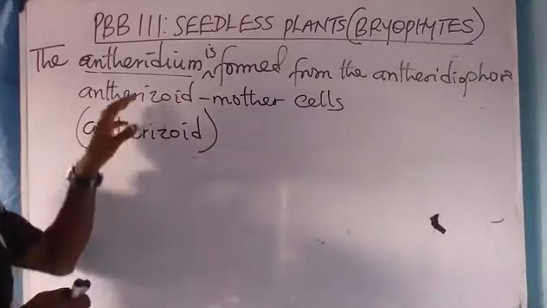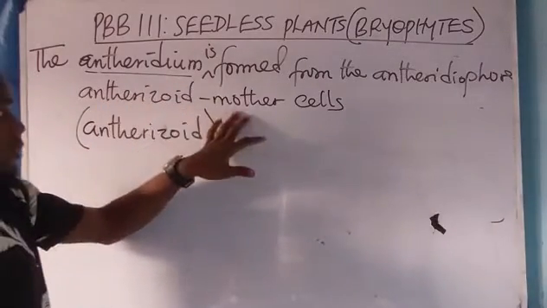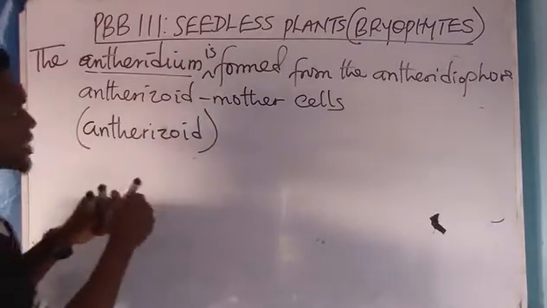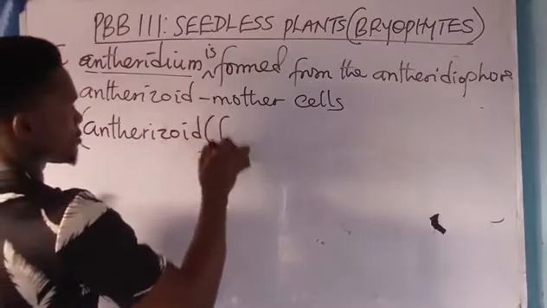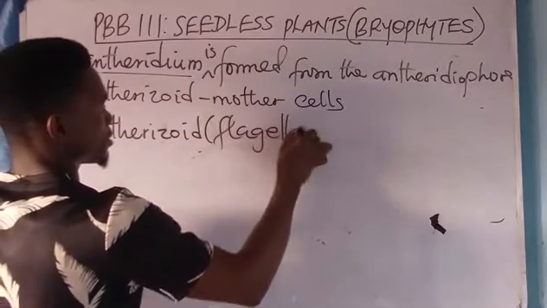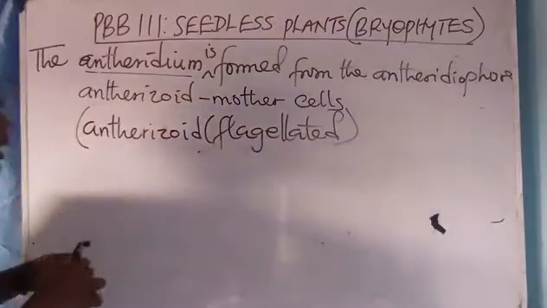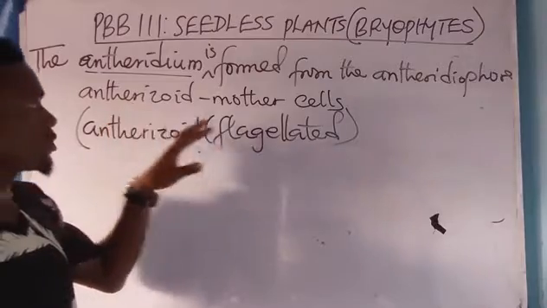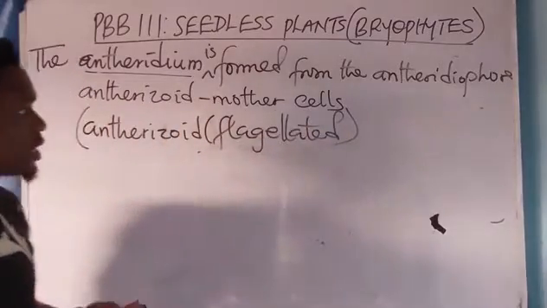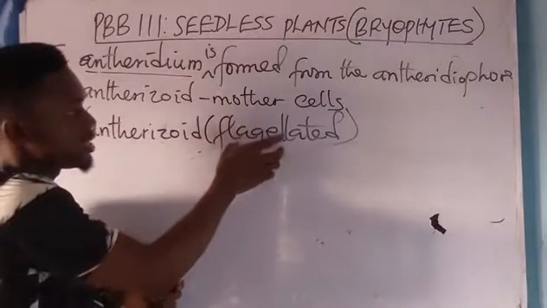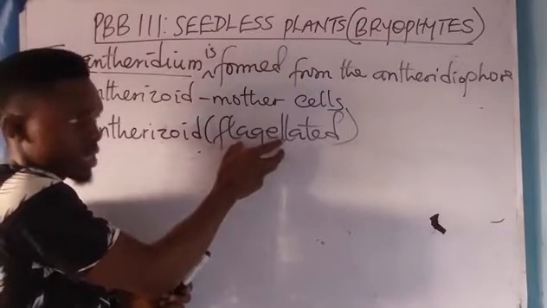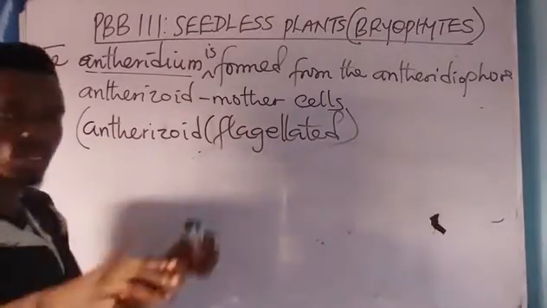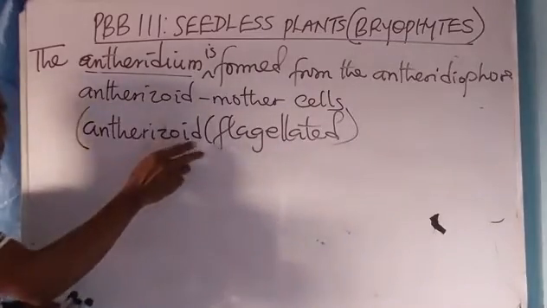Now, I said antheridium produces antherizoid mother cells. This antherizoid mother cell develops into the antherizoid. And this antherizoid is what? Flagellated. That is, it has what? Flagella. Now, as soon as this antherizoid is produced by the antherizoid mother cells, what happens? It swims by the lashing movement of this flagella. Swimming, you cannot swim on land, you only swim in water. That is how it is. That's why water is needed for the fertilization process.